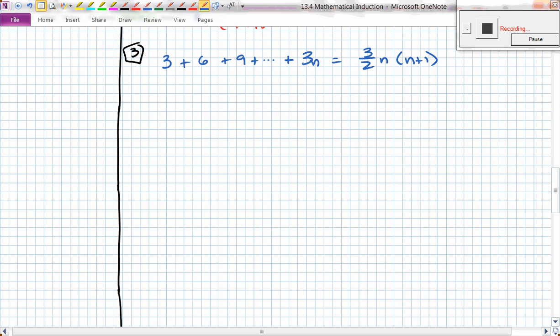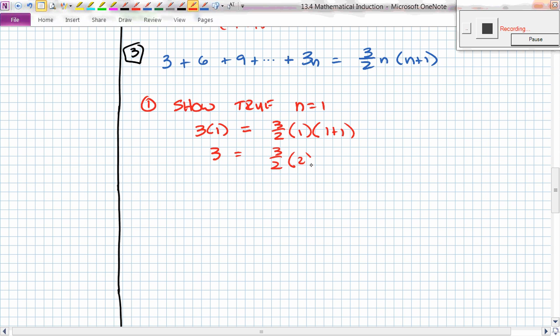Well, we're going to prove that it works using the principle of mathematical induction. What's the first thing we do? I like it because there's steps to follow. I'll show that it's true for the first term, so this is true for n equals 1. 3 times 1 is definitely the same thing as 3 halves times 1 times 1 plus 1. 3 is equal to 3 halves of 2. 3 equals 3 because the 2's cancel out. Check. Step 1, done.